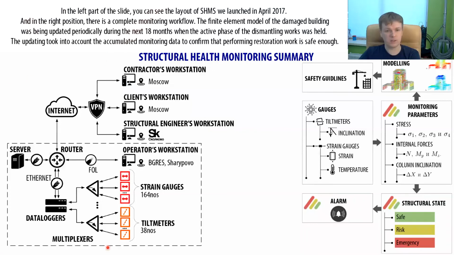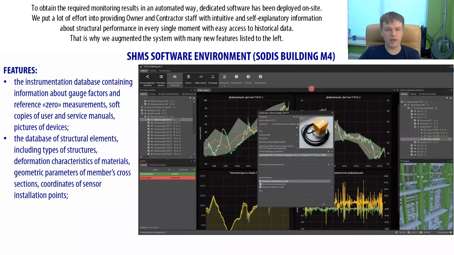In the left part of this slide, you can see the layout of the structural health monitoring system we launched in April 2017. And in the right portion, there is a complete monitoring workflow. The finite element model of the damaged building was being updated periodically during the next 18 months, when the active phase of the dismantling works was held. The updating took into account the accumulated monitoring data to confirm that performing restoration work is safe enough. To obtain the required monitoring results in an automated way, dedicated software has been deployed on site.